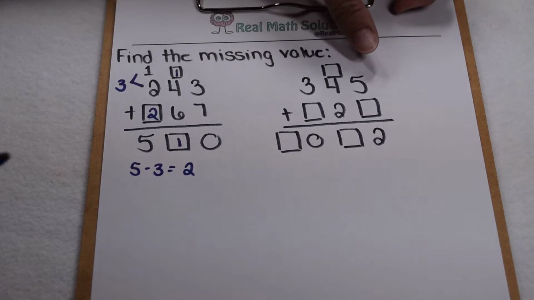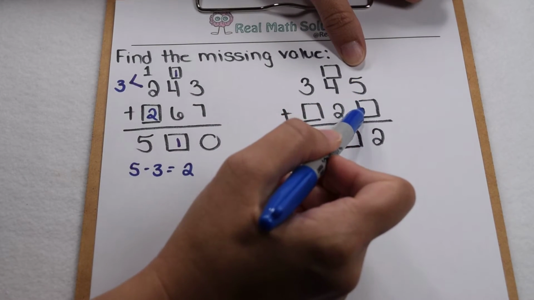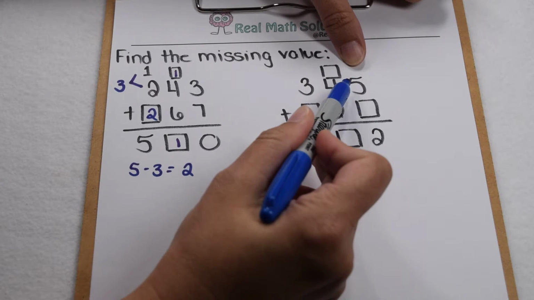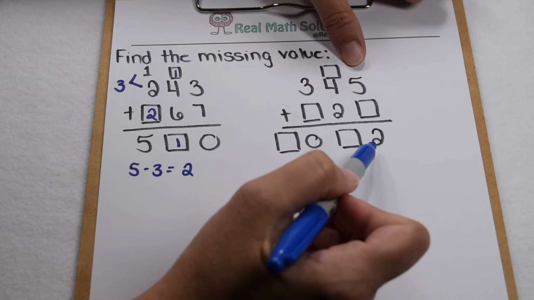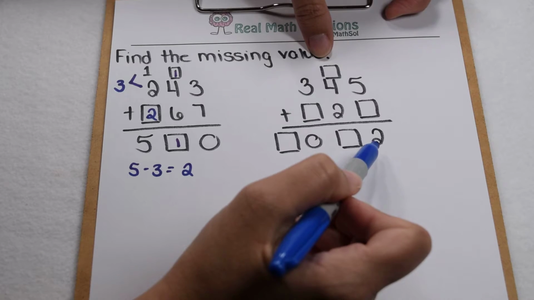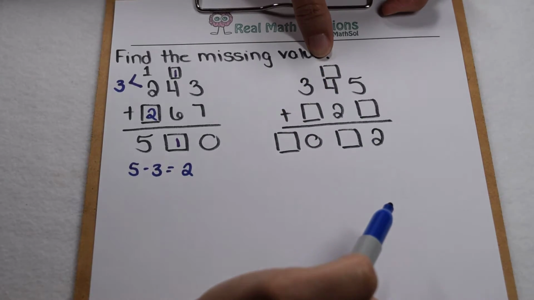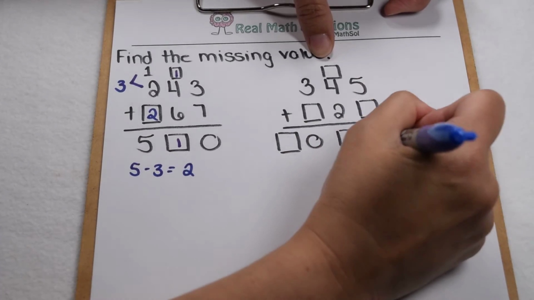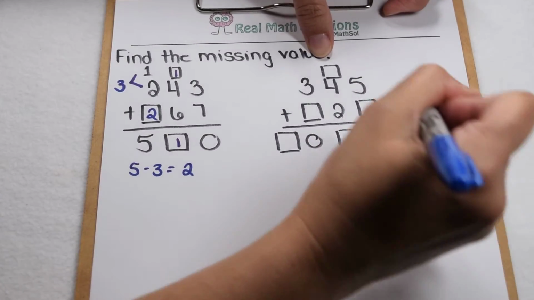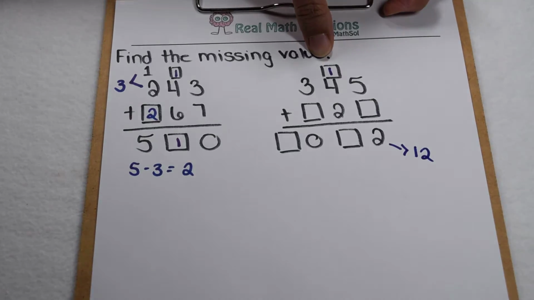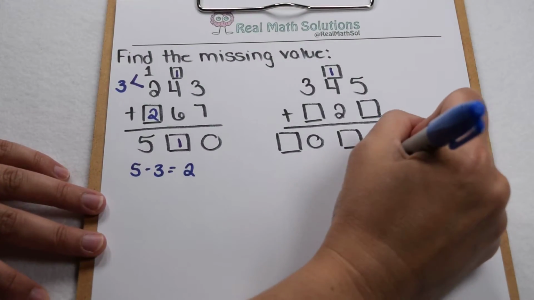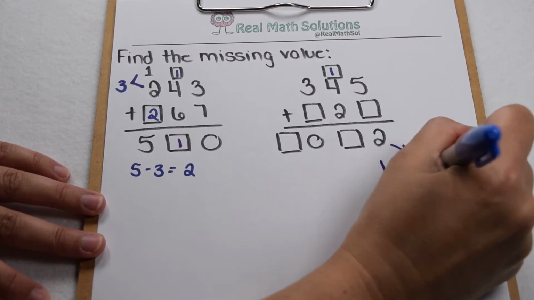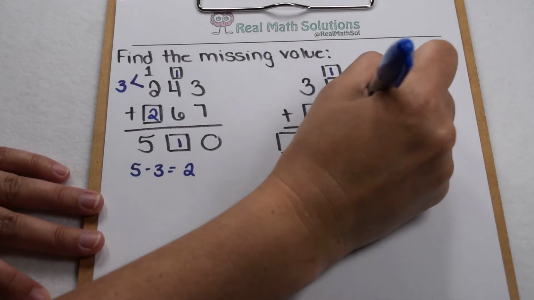Now in our next problem over here, I have 5 plus something to give me 2. Well, I know I can't add something to 5 to give me 2. But if I look at my tens place, again, I see I have a box where there was a carried value. So that must mean I have 5 plus something to give me 12, and my carried 1 goes up here. Well, now we can find that missing value, because now it's 12 minus 5 to leave me with 7.